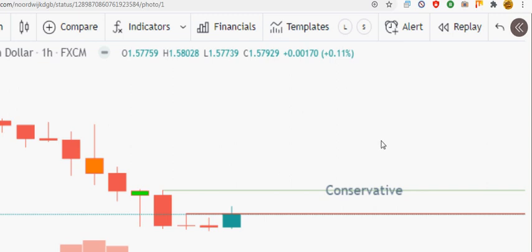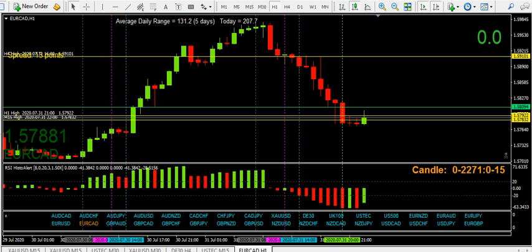Just a quick note to anyone that gives me charts: always include all the times and the levels on the right hand side too, so that I can see what the levels are, if you can please, in your screenshots. Anyway, back to the charts.